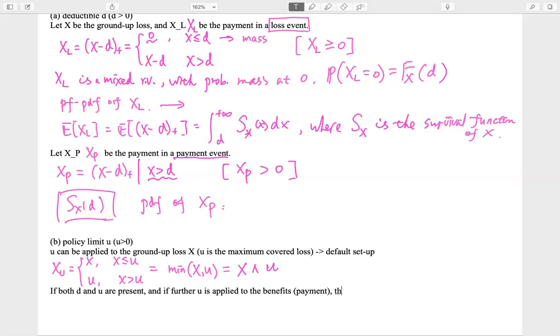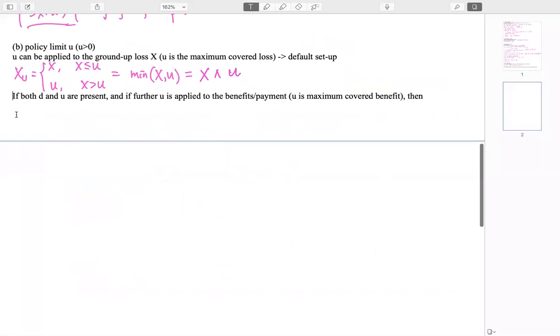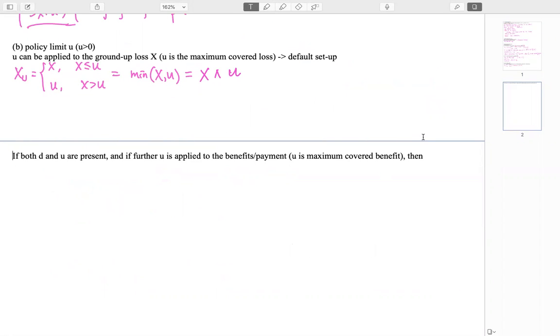Then first of all, we have a different saying. Right now U is the maximum covered benefit. Then what we have is I first write it in a piecewise form. So I need to get another page. Let me put it in the next page. Okay. In this case, let's take a look at the entire thing. Let's use this notation.